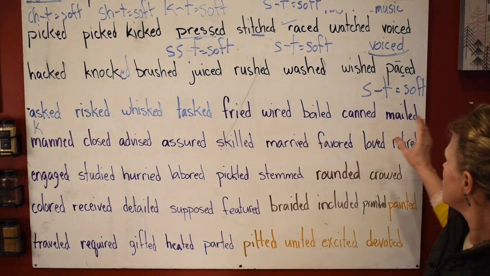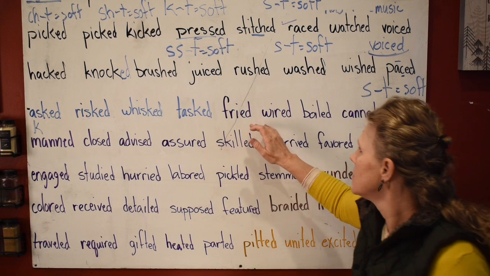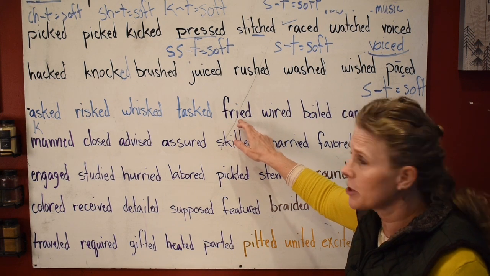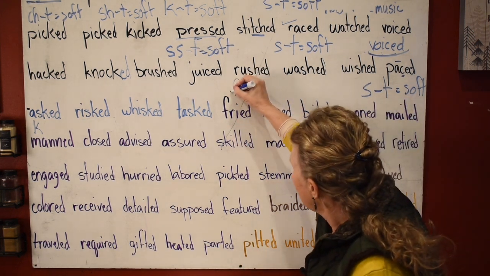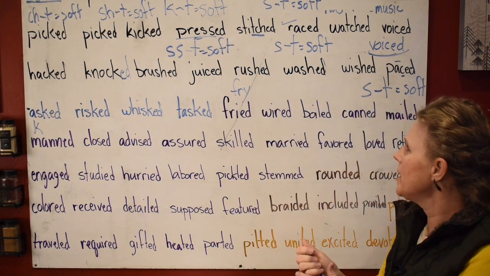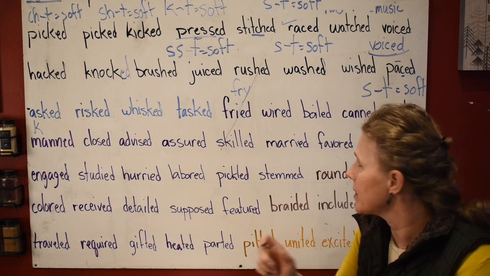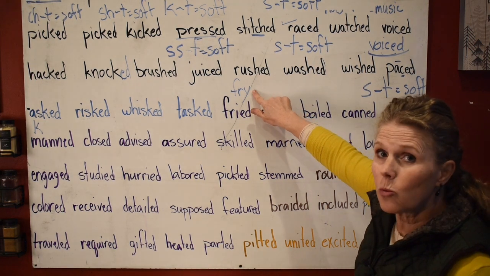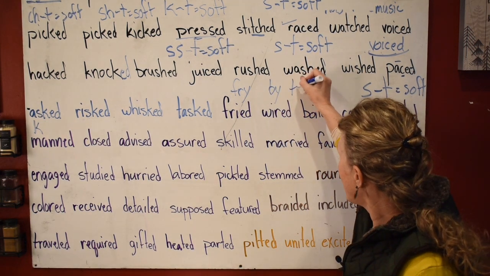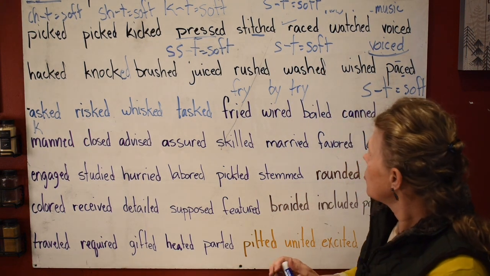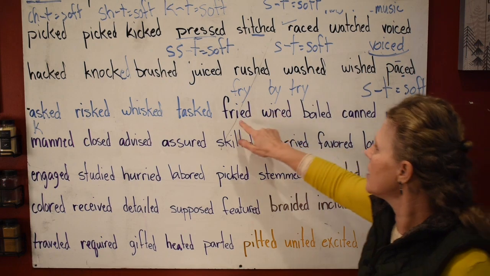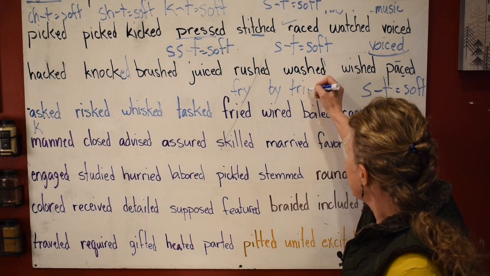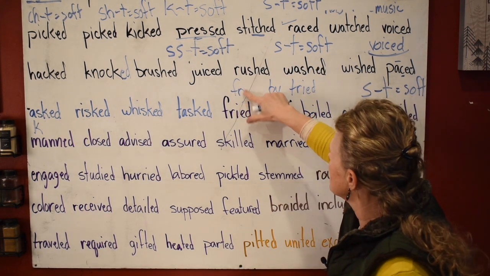Now we're moving into the D sound. Fried. Fry is your base word. Now this one right here, F-R-Y. Let me teach you another little spelling rule right here. If you have really small words like this, the Y at the end will say I. Try. So what do we do? We change the Y to I, and add on your vowel suffix.